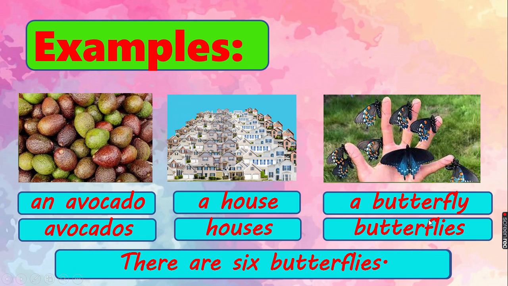Let's move on to the last sentence. How many butterflies are there? There are 6 butterflies. It's plural. We do not say there is 6 butterflies. That is not right. Or we can say there is a butterfly, not plural. There is a butterfly. There are 6 butterflies. There are some butterflies. Okay? So that's how we make sentences for those plural nouns.